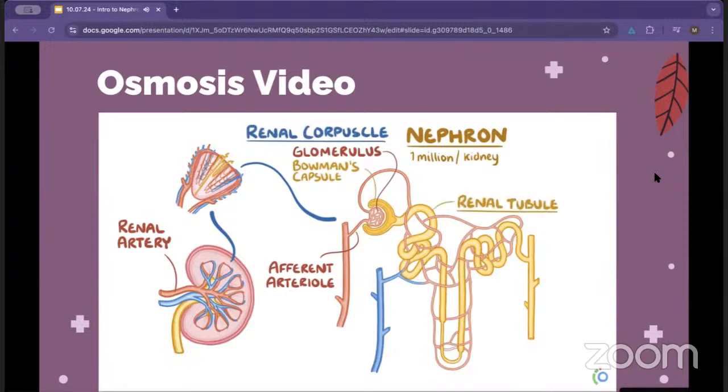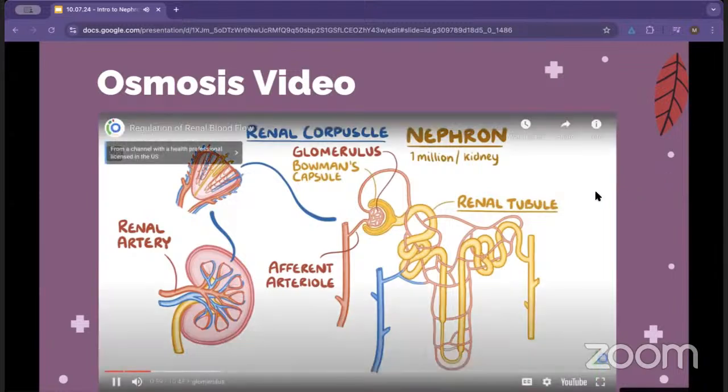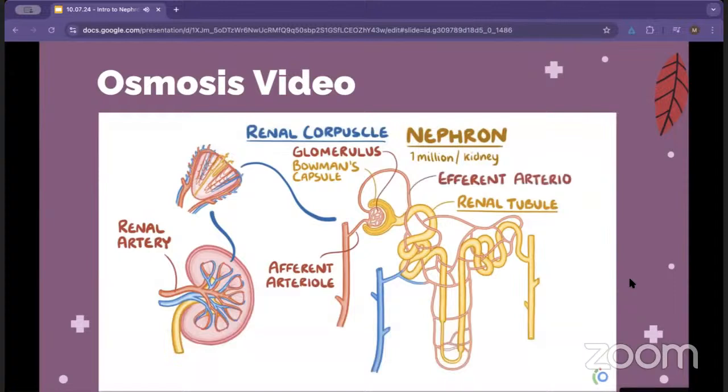Interestingly, once the blood leaves the glomerulus, it doesn't enter into venules. Instead, the glomerulus funnels blood into efferent arterioles, which divide into capillaries a second time. These capillaries are called peritubular capillaries because they are arranged around the renal tubule.